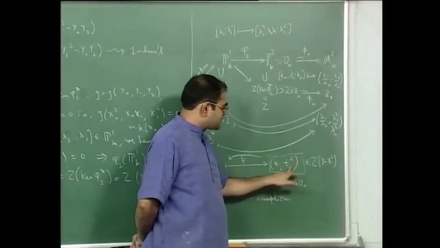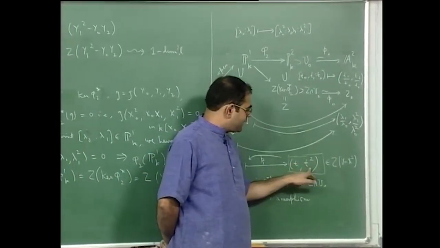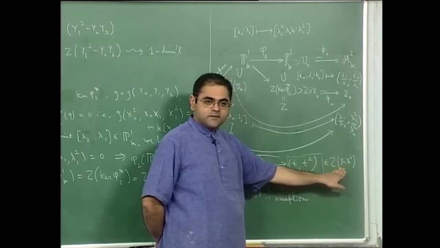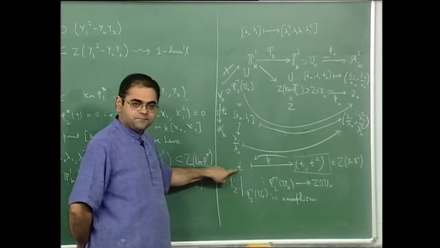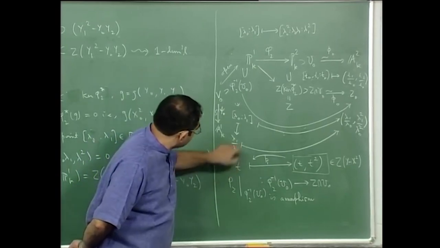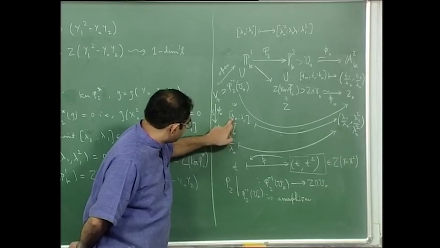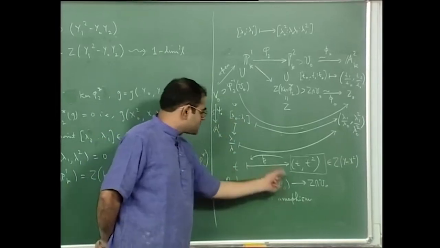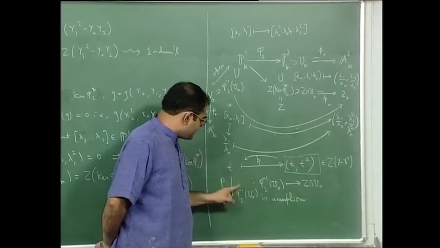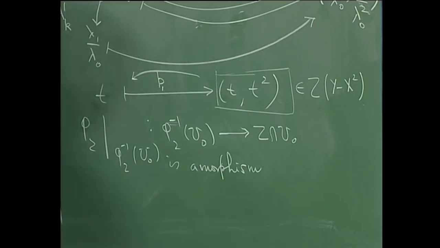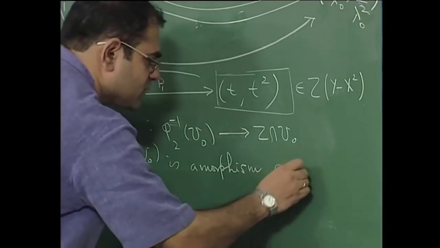all the points (t, t squared), if you vary t, you are simply going to get all the points on this conic. Only thing is t is not 0, okay. I can have lambda 1 0, so lambda 0 is not 0, but lambda 1 can be 0, so this t can be 0 as well. So the moral of the story is that this map is not just a morphism, it's actually an isomorphism.